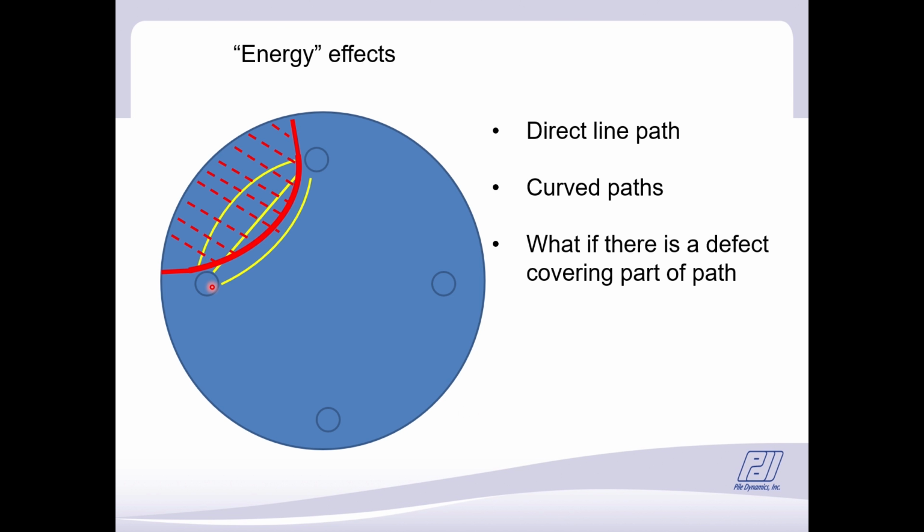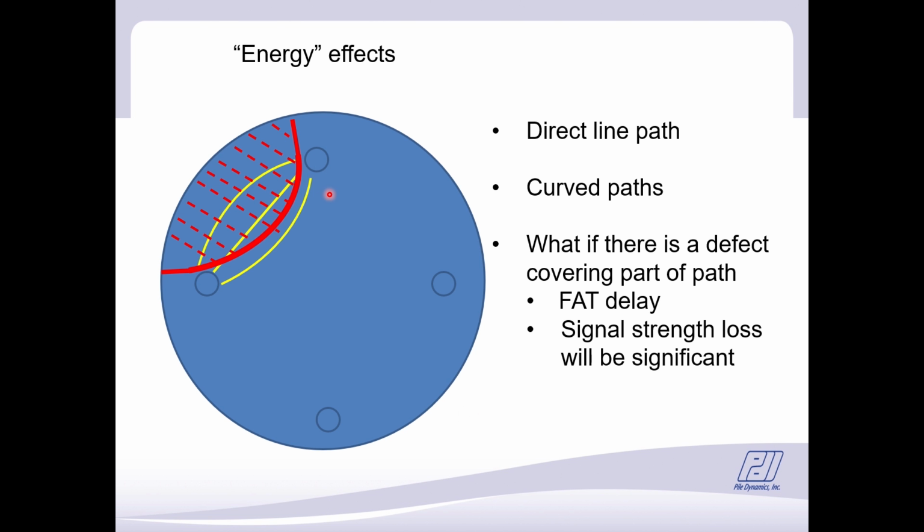Well, what happens if we have a defect that interrupts the direct path? So we no longer have a direct path, and the soil or necking defect there would have a very slow wave speed. So the fastest wave speed will actually be a curved path. So we would see a first arrival time delay because it's a longer path. And we will also see a greatly reduced signal strength because of the interruption of the direct path and the loss of energy that's going through the actual defect.